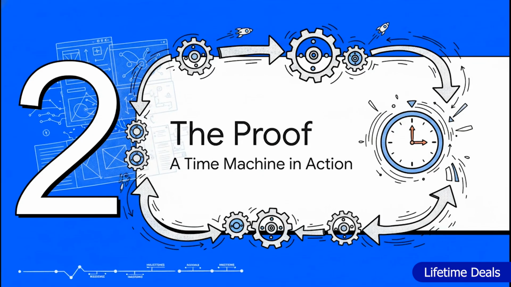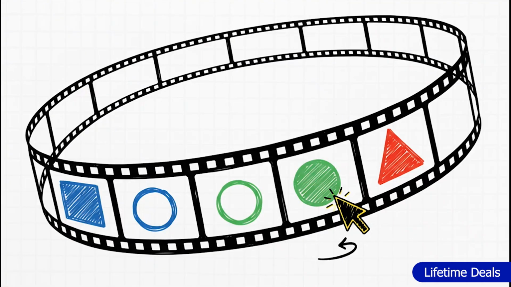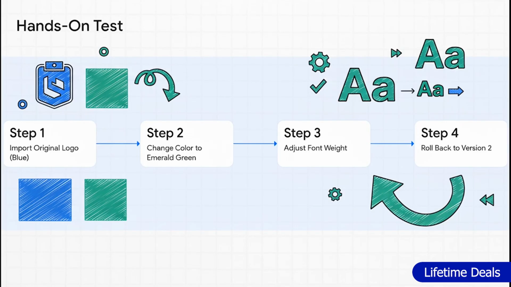Okay, so it all sounds great in theory, but let's see how this visual time machine actually holds up when you put it to the test in a real-world situation. This right here is the killer feature. It's the visual history. So instead of some boring text log of all your changes, you get to see a little carousel of your file at every single stage. It directly answers that question we've all muttered to ourselves, wait, what did this thing look like before I made that last change?